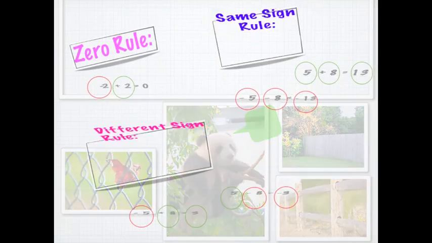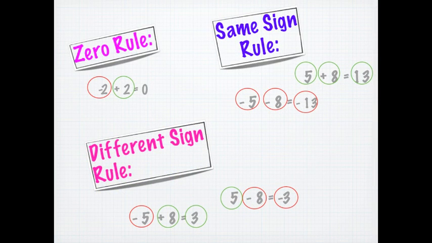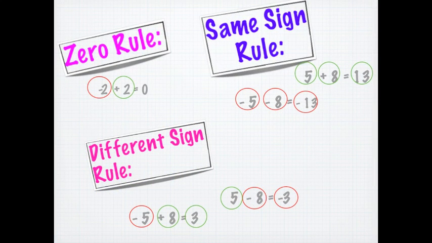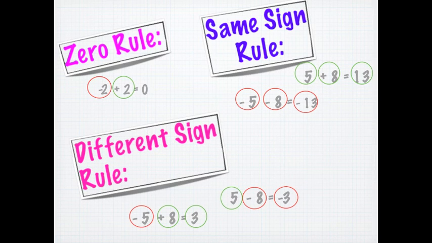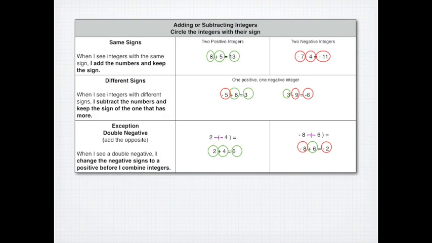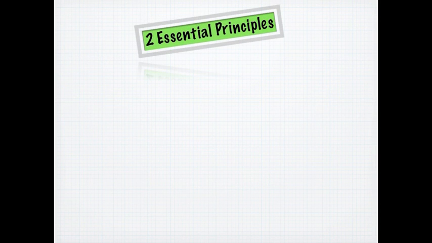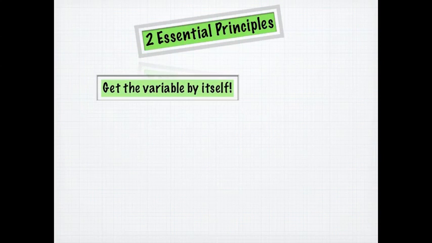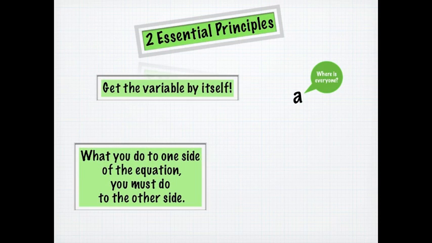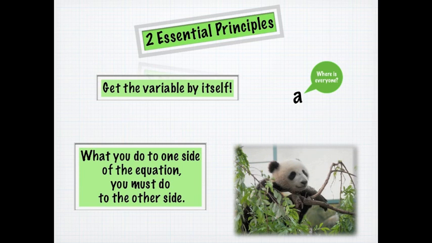Before we start, you need to refresh your memory on the zero rule, the same sign rule, and the different sign rule, as you will use these rules within this system. Or have your study sheet handy if you need help. First, I want you to keep in mind two essential principles. Your main goal is to learn how to get the variable by itself and how to balance each side of the equation by learning what you do to one side of the equation you must do to the other side.